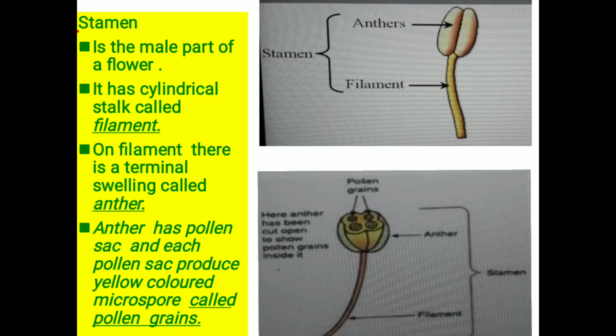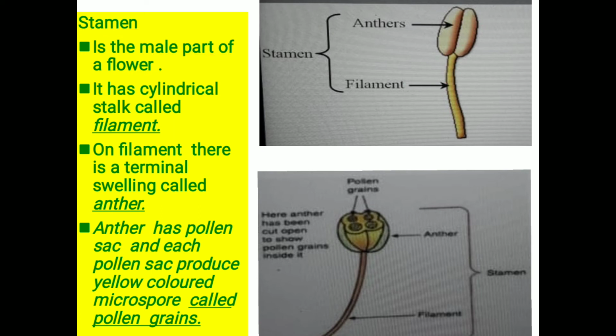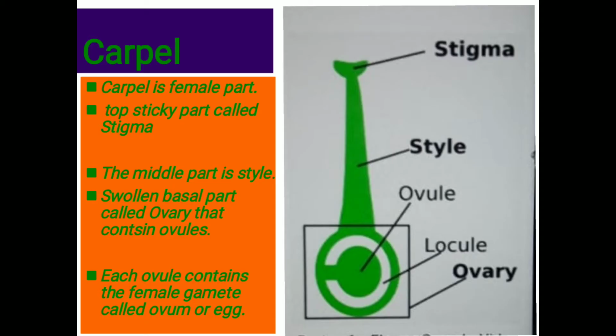Now, stamen. It is the male part of the flower. It has a cylindrical stalk called the filament. On the filament, there is a bob-like structure called the anther. Anther contains a yellow colored powder which contains small spore-like structures called pollen grains. So these are the pollen grains that are transferred from the male sexual organ to the female sexual organ.